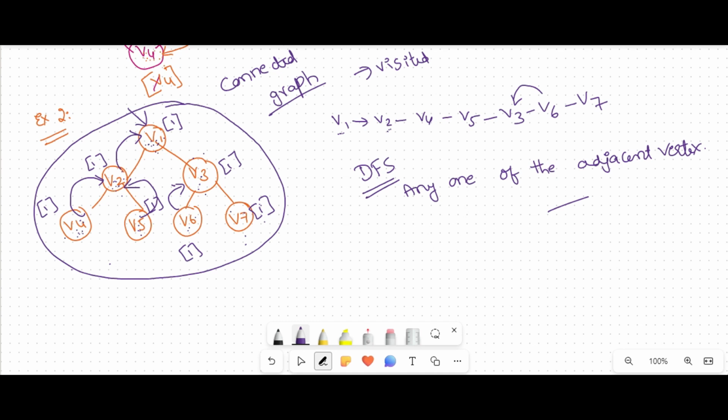Hope you understand, students. This is depth first search. In the next video, we will discuss breadth first search: how to visit the vertices present in the graph using the BFS technique.